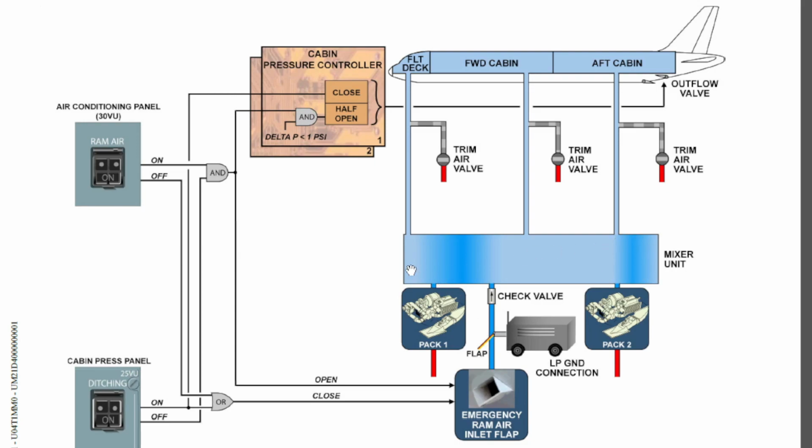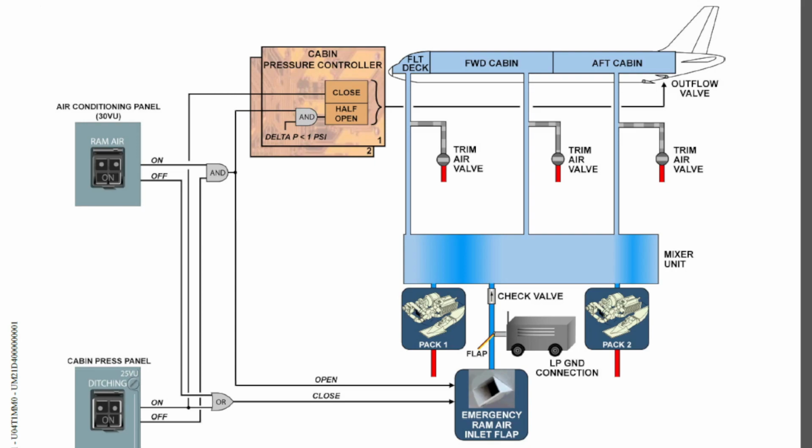Here we have the mixer unit, and you can see that it's like the previous diagram. You can see the connections from the mixer unit to the zones, and additionally you can see the outflow valve here, and you can also see the packs here. Now, I told you that the operation of the emergency ram air inlet flap has a logic incorporated, so we'll try to understand how the emergency ram air inlet works.